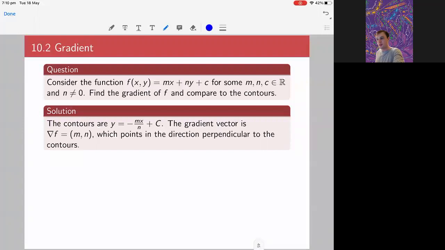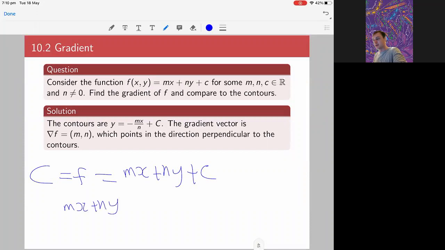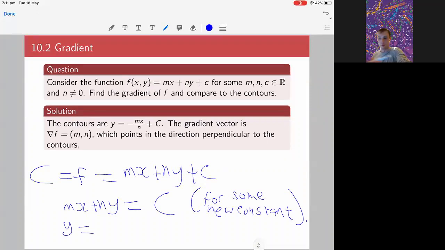Well, the contours, remember, these are just lines where f is constant. So if f is just some constant c, then this is equal to mx plus ny plus c. We end up with mx plus ny equals c for some new constant. I've basically just absorbed the two c's together. And rearranging, we get y is equal to c minus mx divided by n. So that's where we're going up there.